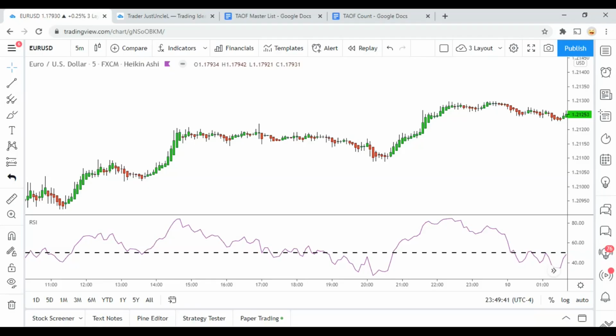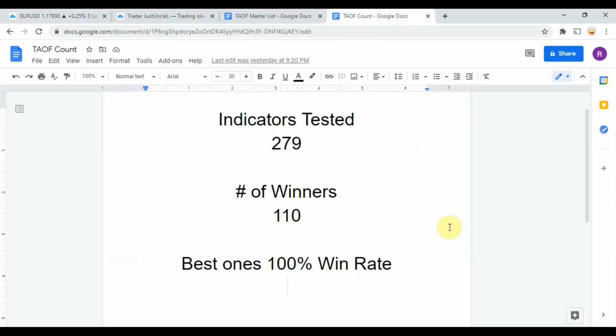Alright, as I said, today we will be taking a look at the most profitable 5-minute Forex scalping strategy. Before we do though, I wanted to put the indicator scoreboard up for everyone to see.